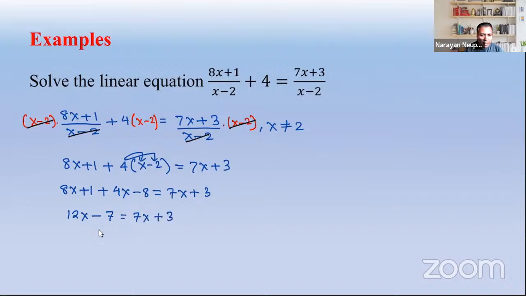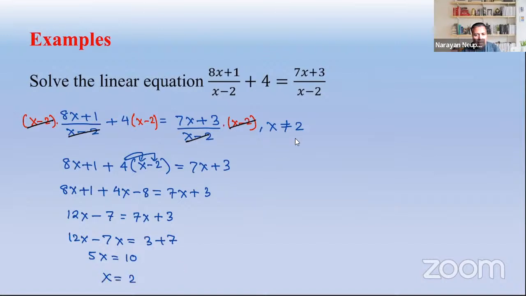Now, if we try to bring the variables on the left hand side, we'll have 12x. If we move this 7x to the left hand side, it's minus 7x, equal to 3 is there on the right hand side. If we move this 7 to the other side, it will be 3 plus 7. So now what we get here is 12x minus 7x, which is a 5x, equal to 10. And if we divide on both sides by 5, we get x equal to 2.